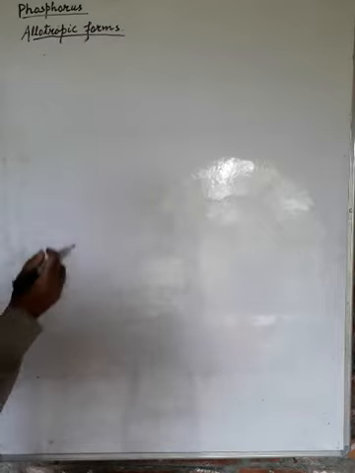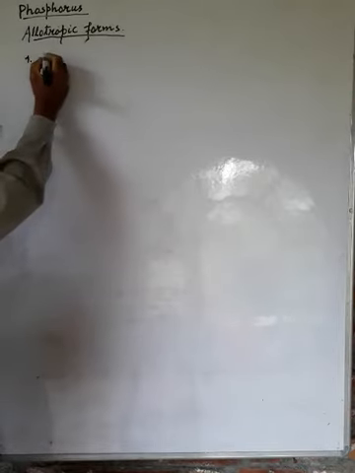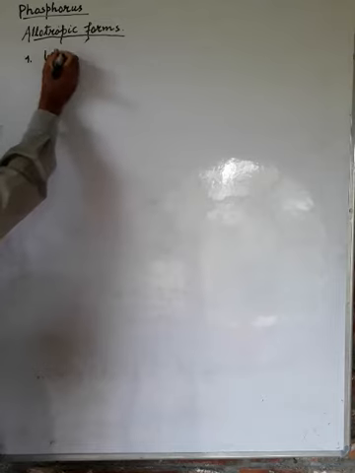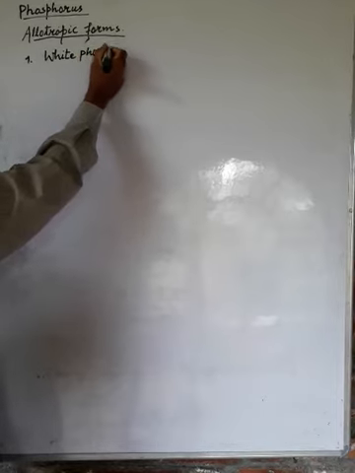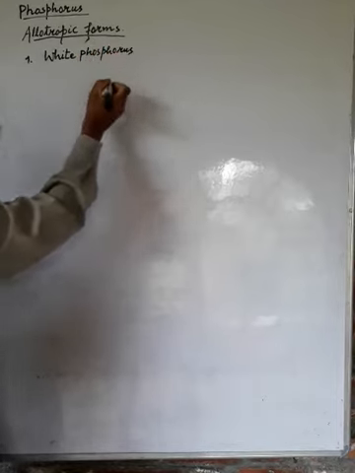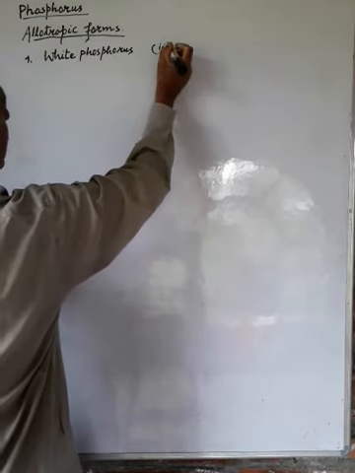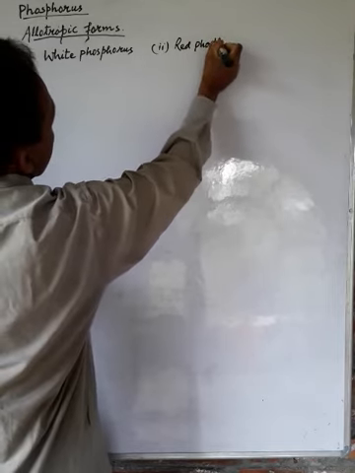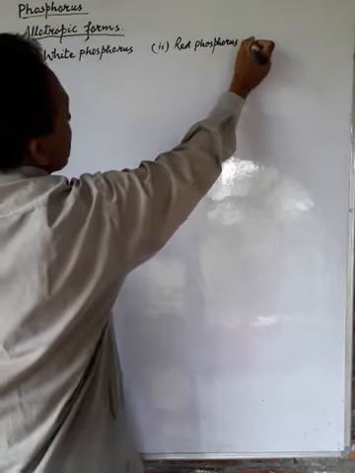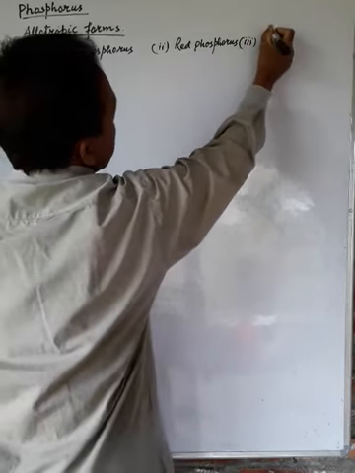Phosphorus is a reactive non-metal. It does not exist in the free state. It exists in different allotropic forms. But the main allotropic forms of phosphorus are: number one, white phosphorus. Number two, red phosphorus. And number three, black phosphorus.